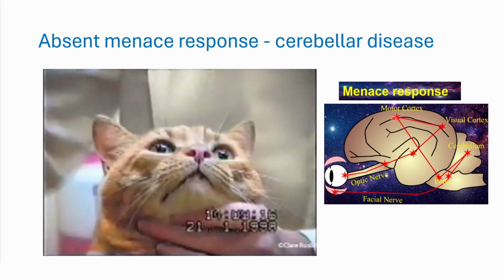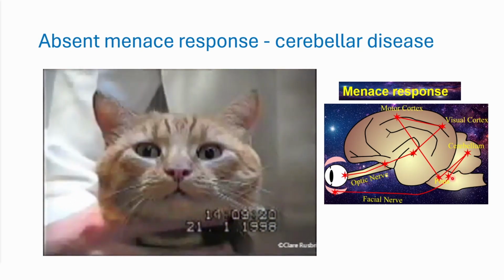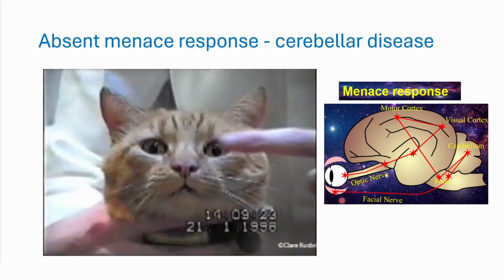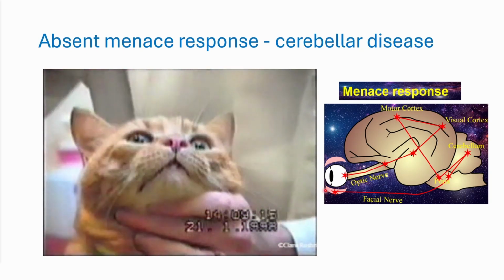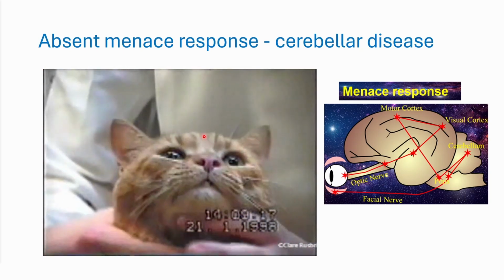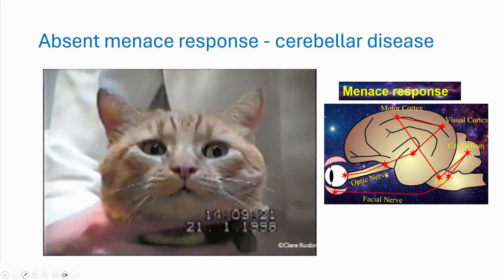So from the visual cortex to the motor cortex down to the pons, influenced by the cerebellum, facial nerve nuclei, and then we have the facial nerve. So this is really quite a complicated response, and you need to interpret where in this pathway it is lost.